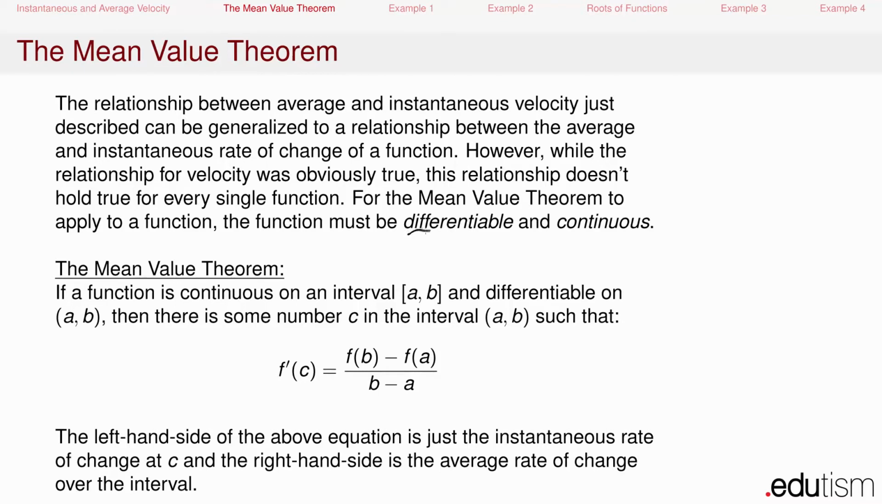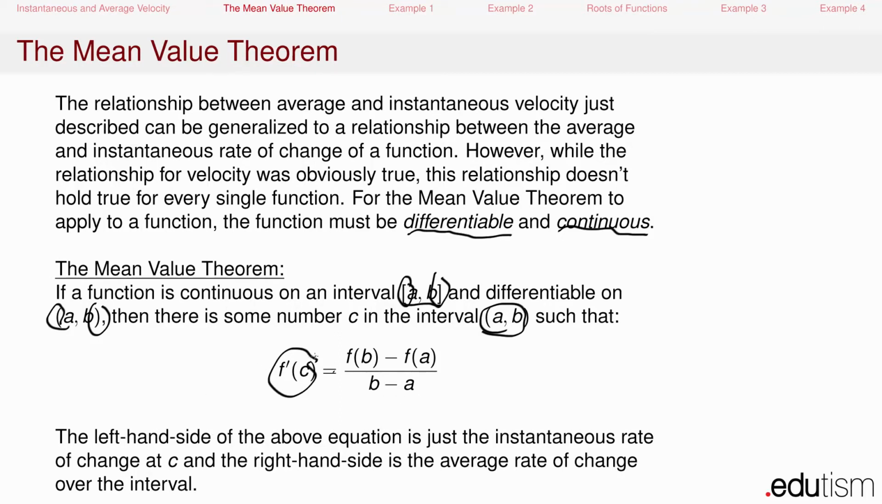It must be differentiable, and it must also be continuous. If it's not continuous and differentiable, then the mean value theorem will not apply. So this is what the mean value theorem says. It says that if a function is continuous on an interval a to b with the endpoints included because of the square brackets, and it's differentiable on interval a to b with the endpoints not included because of the round brackets, then there is some number c in the interval a to b without including the endpoints such that the derivative at c equals f of b minus f of a over b minus a.